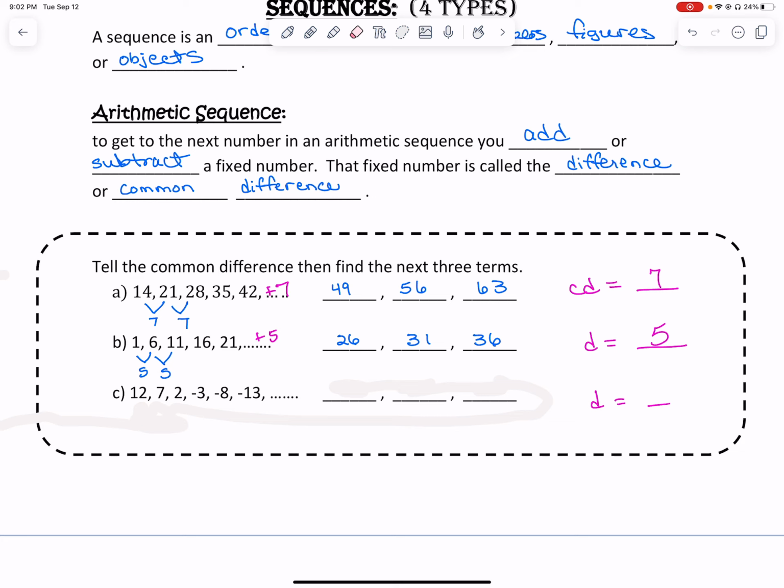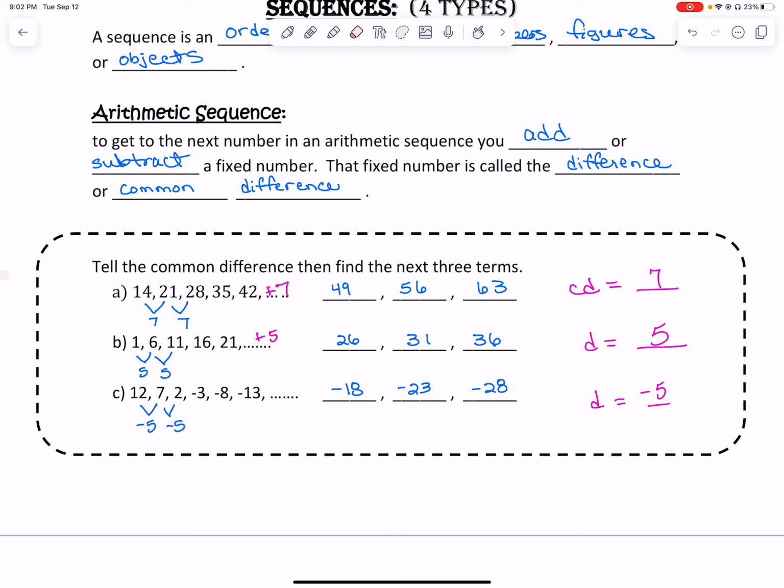Last one, look at this one. I'm going from 12 to 7. Notice it's going down, so now we're actually subtracting. How much are we subtracting? Our common difference is -5. We're subtracting 5.